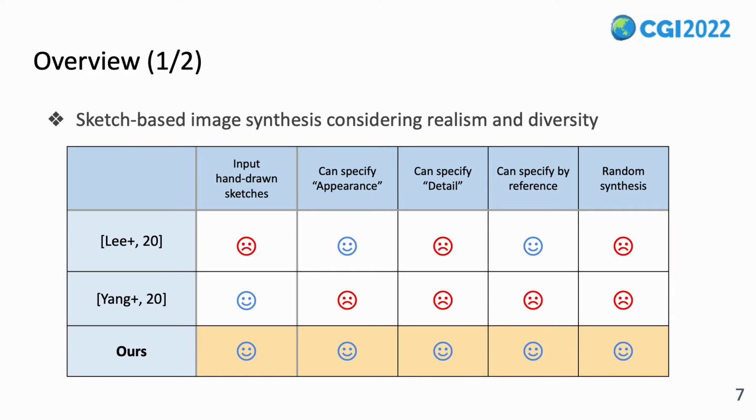In contrast to the other methods, our method considers both realism and diversity. Our method does not require the input sketch to be an accurate sketch, so even a hand-drawn sketch can be used to synthesize a photorealistic face image. Our method allows control of both detail and appearance elements. In addition, detail and appearance can be specified by reference image or randomly.